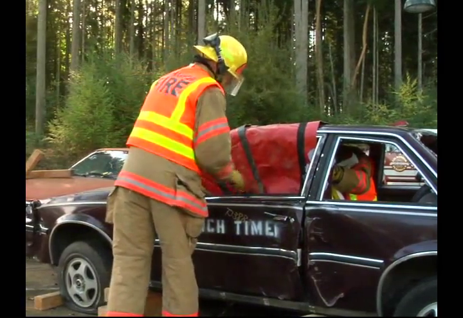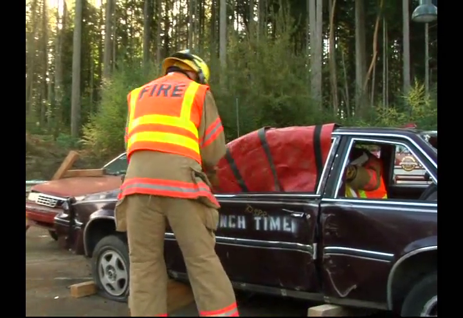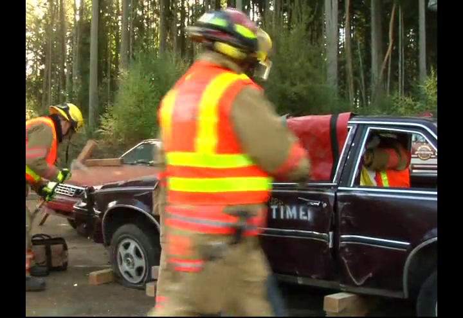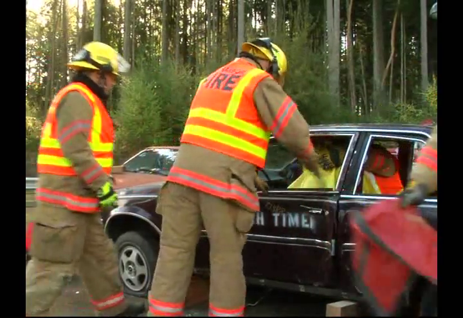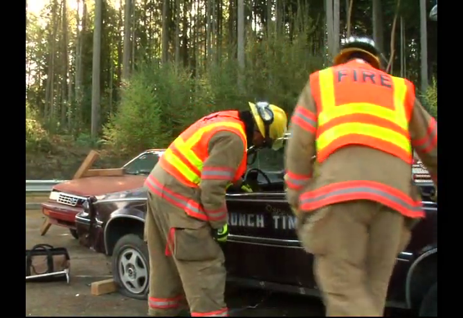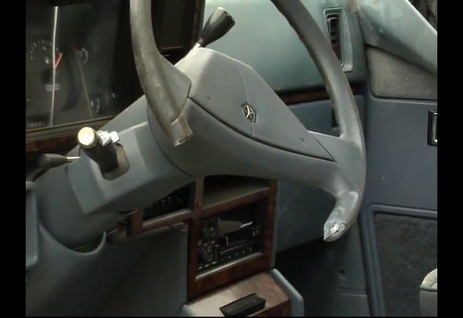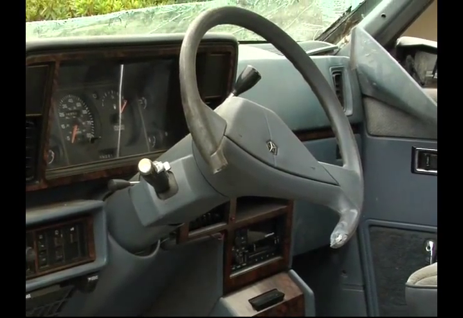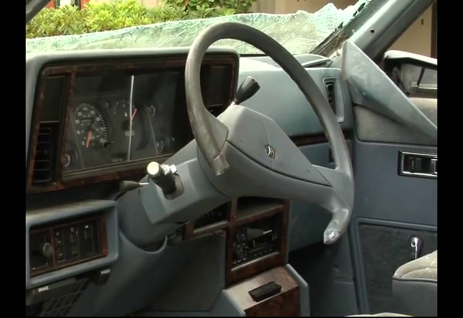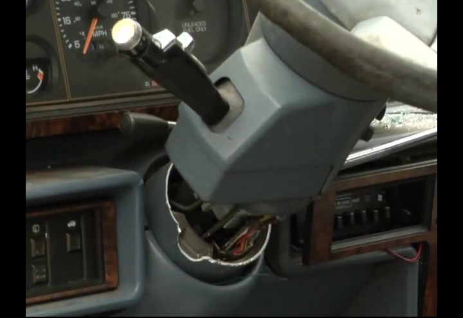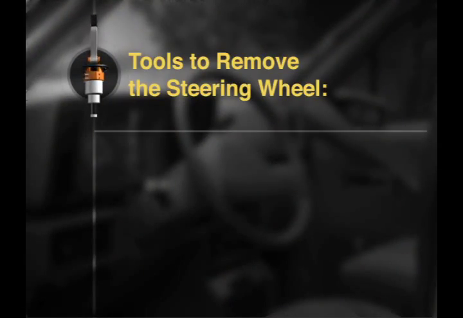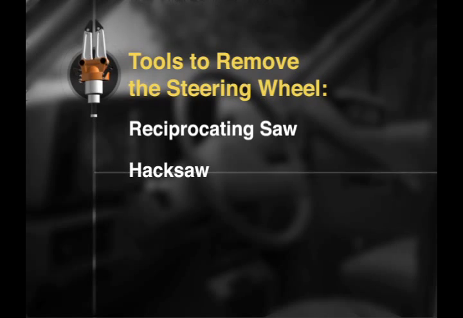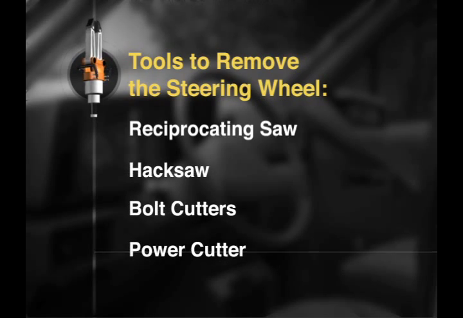This may be as simple as working through an open window, but you'll more than likely have to remove one or more of the windows and doors. Once access is gained, you can cut and remove the spokes of the steering wheel, or the lower portion of the steering wheel column can be cut and removed to free the patient. To cut the wheel, rescuers can use tools such as a reciprocating saw, hacksaw, bolt cutters, or a power cutter.